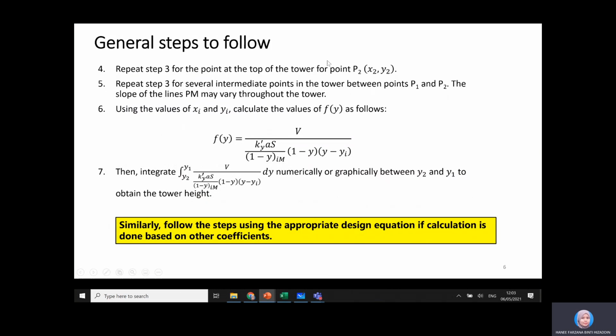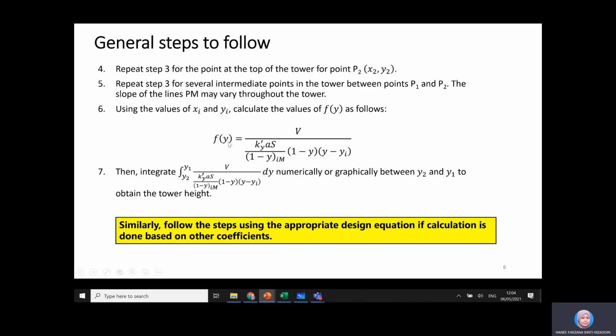x2 and y2. So we got the top and bottom of the tower now, but we need to also do the same thing for intermediate points in the tower between points P1 and P2. So you may add 2 or 3 more points in the middle between P1 and P2. Okay, so then your goal is to get as many points as possible to actually use the design equation here.